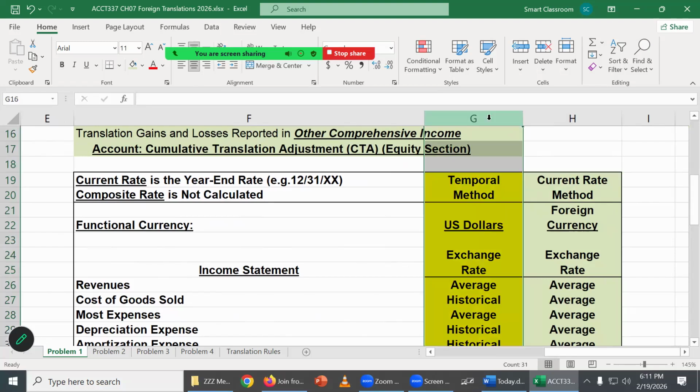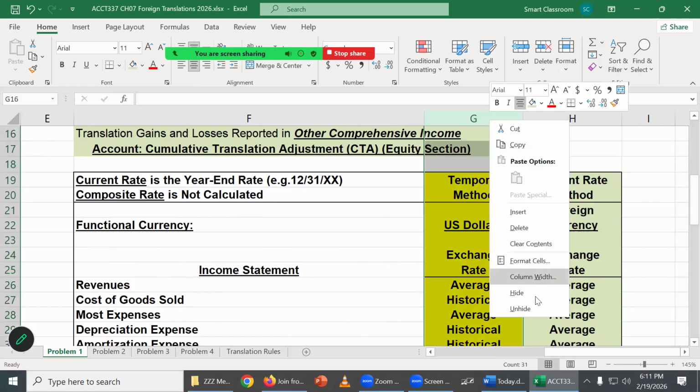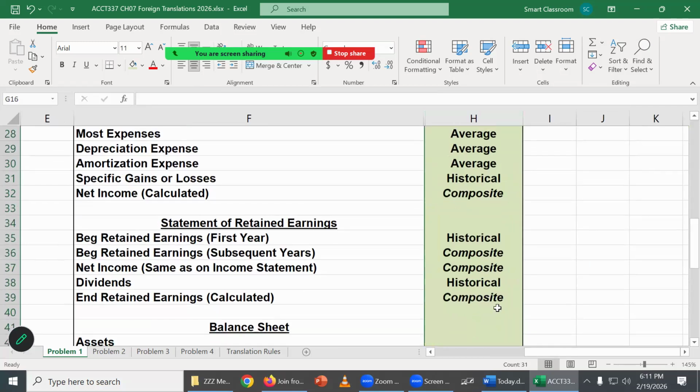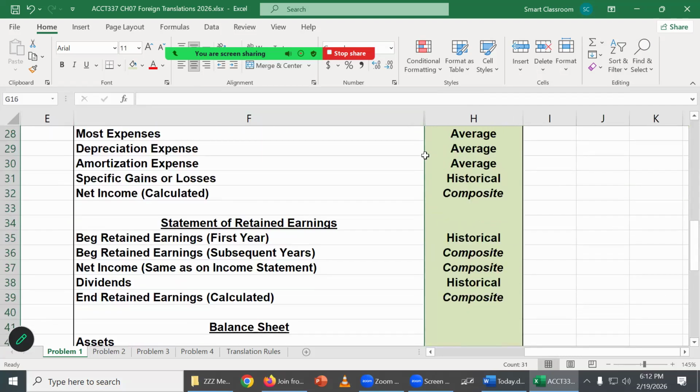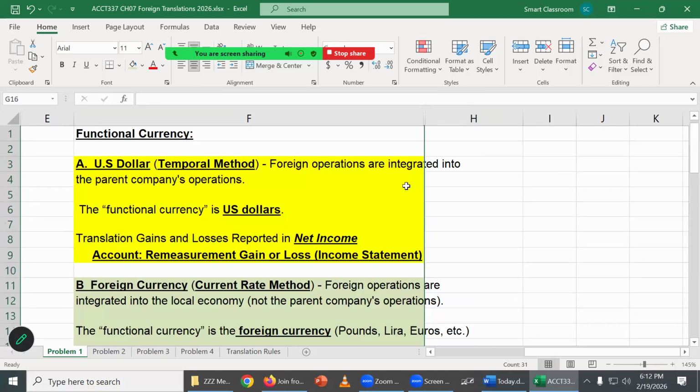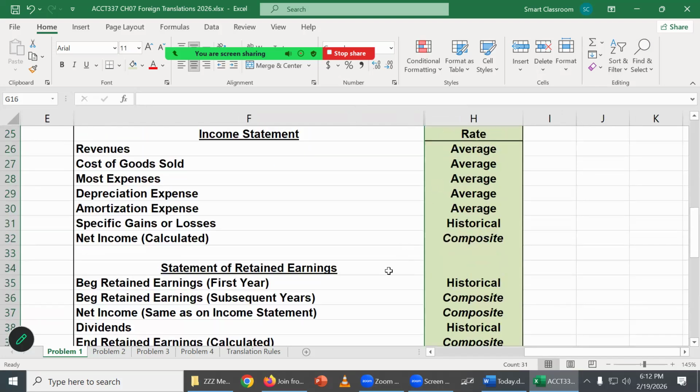You know what I'm going to do on this one? I'm going to hide temporal rate because we're not going to use it right now. This still might be a little bit clunky. I was hoping that this would. Come on, get over there. It's not cooperating. Oh, I'm just going to leave it.